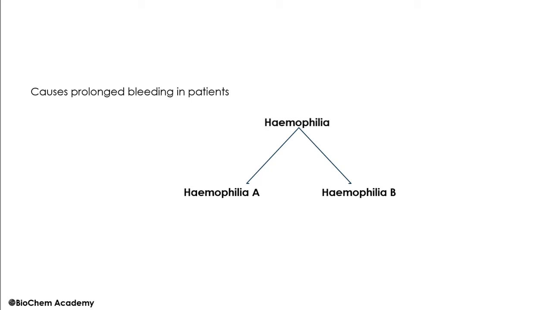So hemophilia is a bleeding disorder that results in prolonged or excessive bleeding. Hemophilia can be divided into two groups, A and B, with the most common type being hemophilia A, which is what we will be discussing in this course.